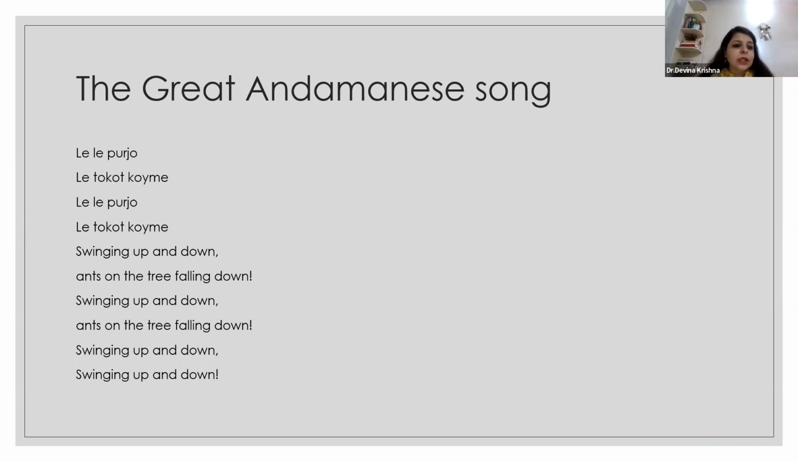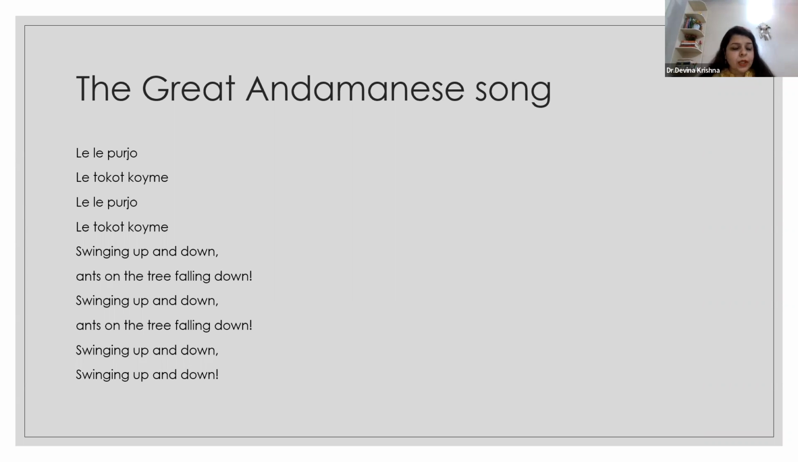Le le purjo, le tokot koime, le purjo, le tokot koime. It means swinging up and down, ants on the tree falling down. Swinging up and down, ants on the tree falling down. Swinging up and down.